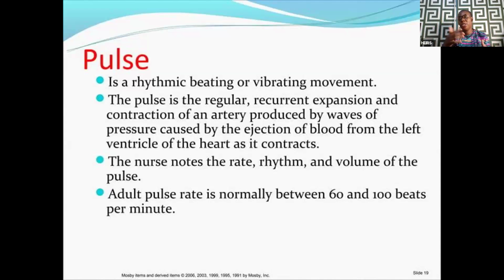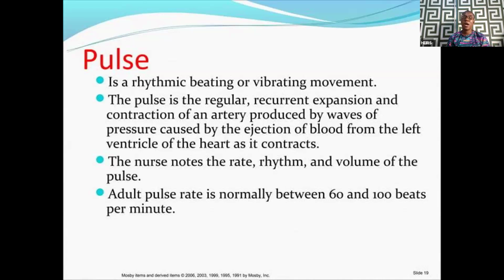Then the rate: how many did we count in 1 minute? Did we count 60? Did we count 70? Did we count 80? Then volume: how strong is the pulse? Is it a very feeble pulse that you're even struggling to feel? Or is it a very strong pulse that you can feel? Essentially, that is what it means.